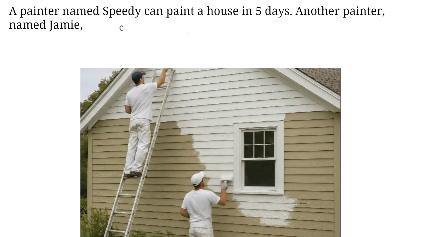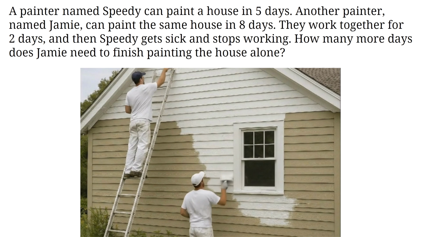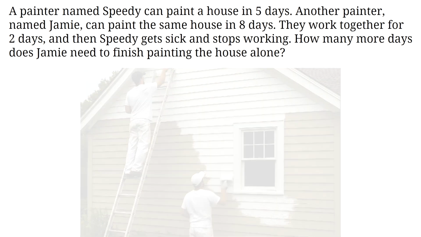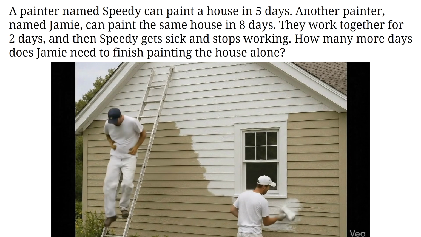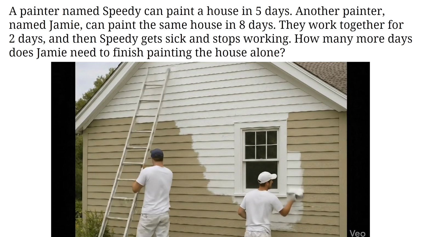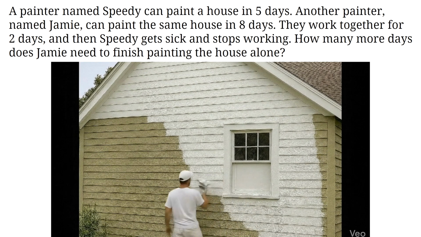Question 5. A painter named Speedy can paint a house in 5 days. Another painter, named Jamie, can paint the same house in 8 days. They work together for 2 days, and then Speedy gets sick and stops working. How many more days does Jamie need to finish painting the house alone?